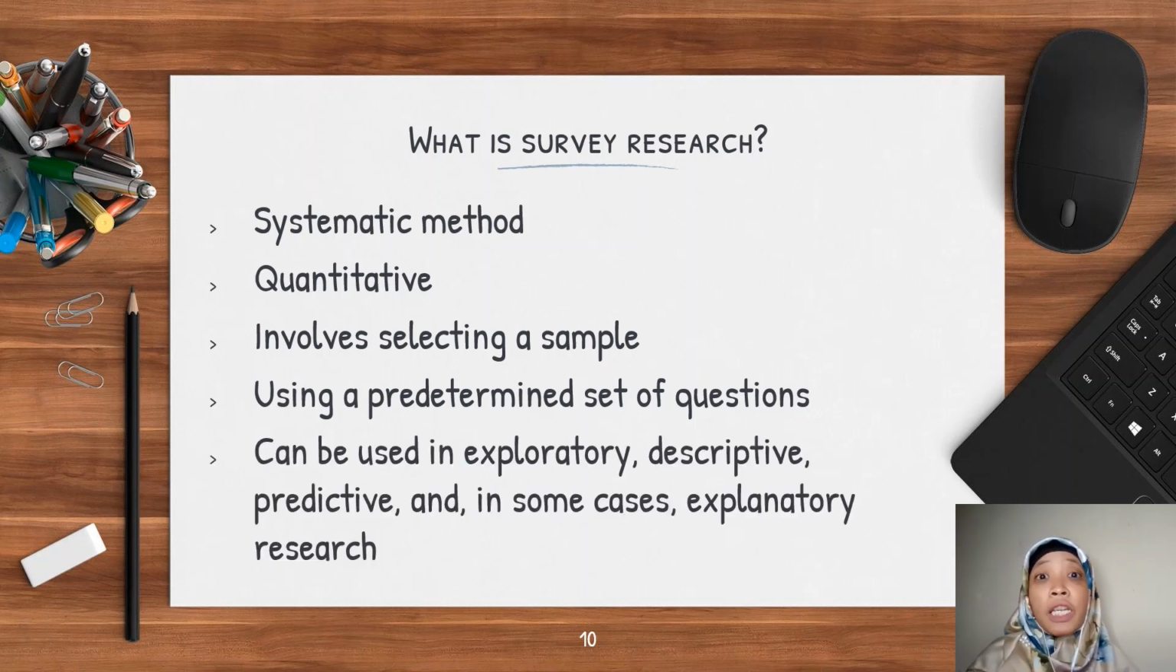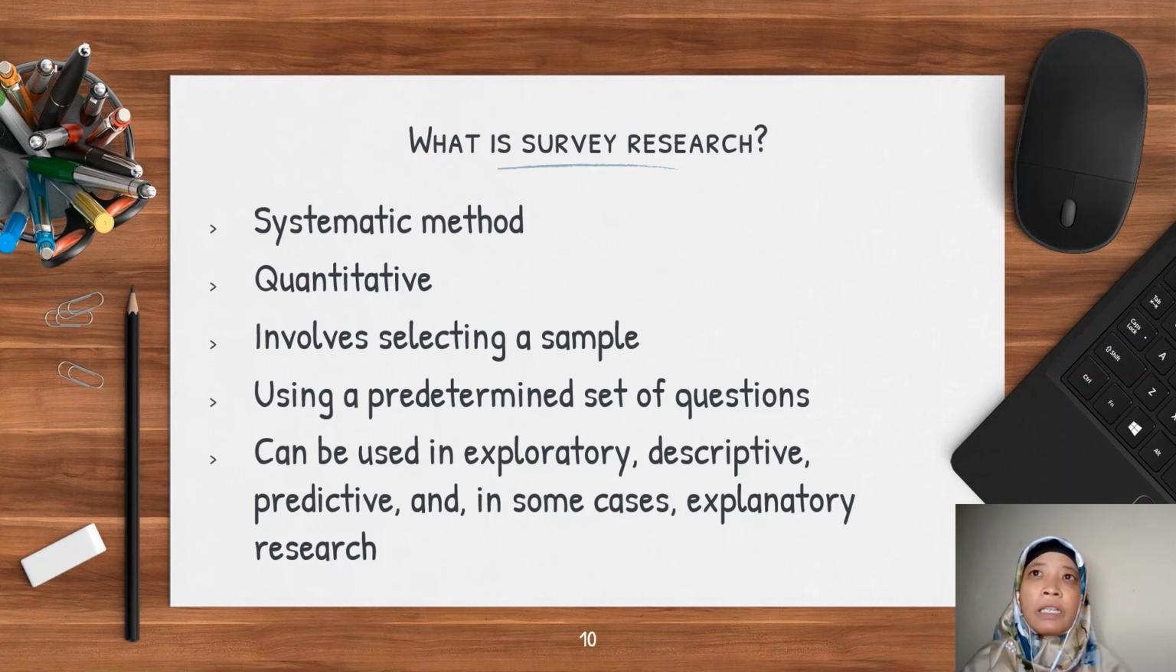And survey research can be used in exploratory, descriptive, predictive, and in some cases, explanatory research. But typical survey research does not really have the ability to explain because there's no causal effect. But in some cases, we might be able to use survey research for explanatory research.